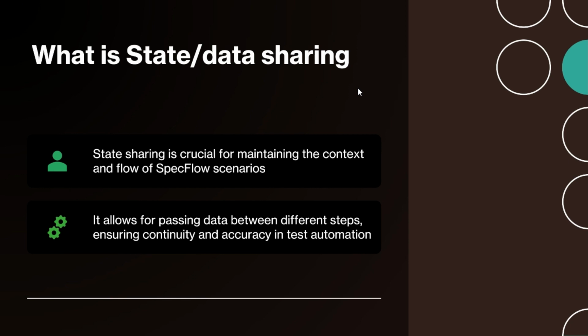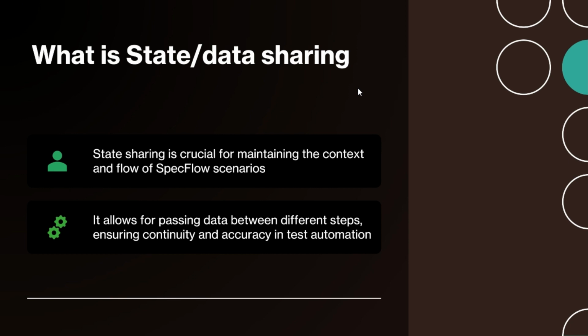State sharing is crucial for maintaining the context and flow of a SpecFlow scenario. For example, if you have some data to be passed from one step to another step, then we should have some state management technique or data sharing technique, so that from one step to another step we can share the data, right? So what does it allow? It allows for passing the data between different steps, ensuring continuity and accuracy in the test automation, right?